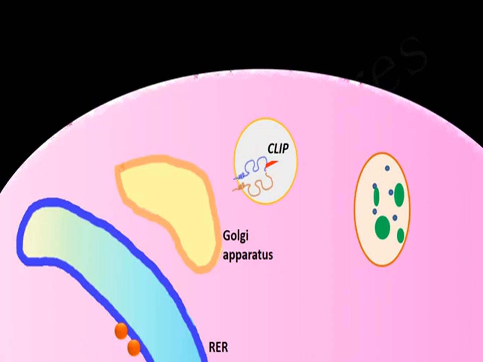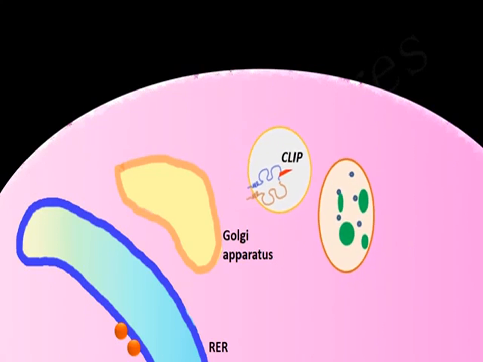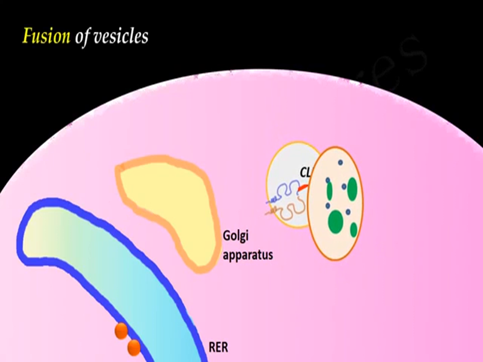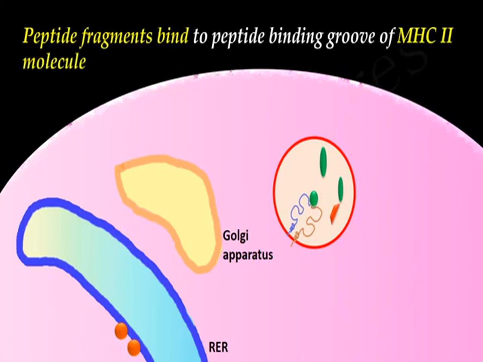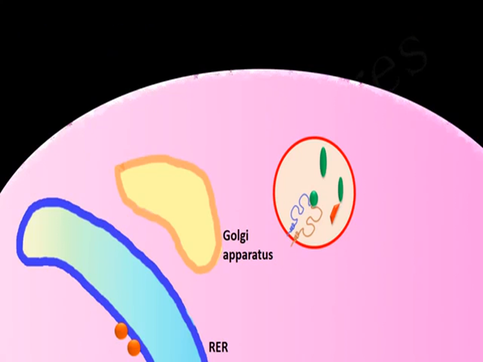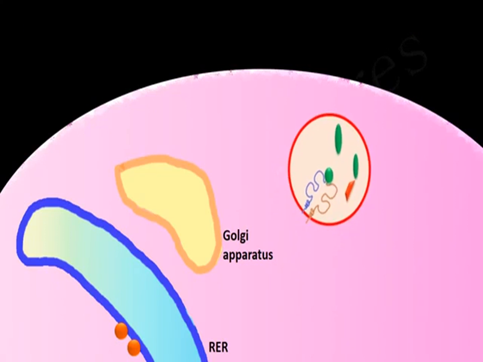In the next step, this vesicle containing the MHC2 molecule bound to the CLIP fuses with the vesicle containing peptide fragments of the internalized antigen. The peptide fragments displace the CLIP and bind to the peptide binding groove. These peptides are 11 to 15 amino acids long. The newly formed MHC2 peptide complex is transported to the cell surface.